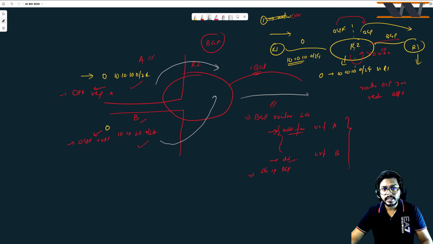But yes, in this case, whatever route I am getting, BGP will attach the RD value to it, whatever you have configured here, maybe 1:100, right?